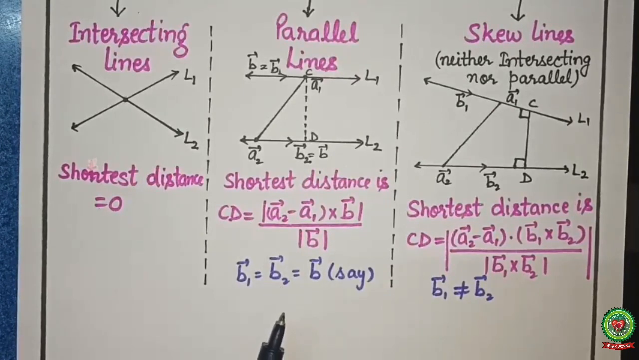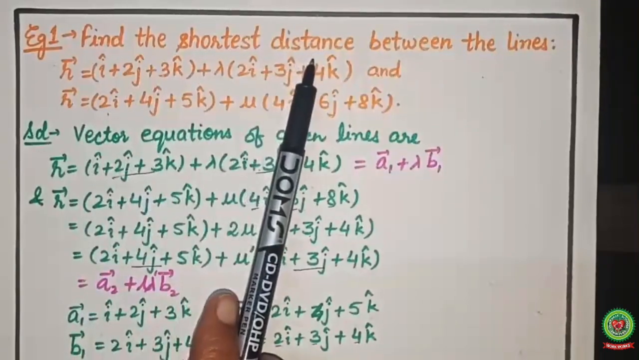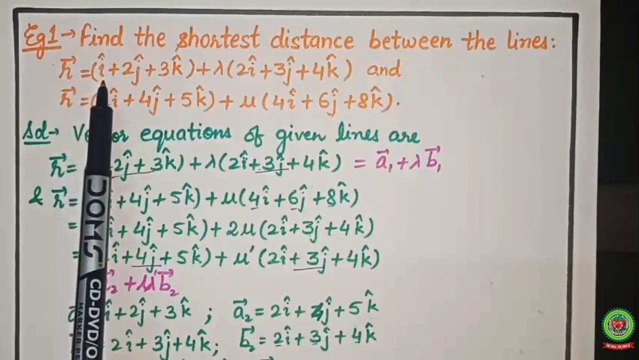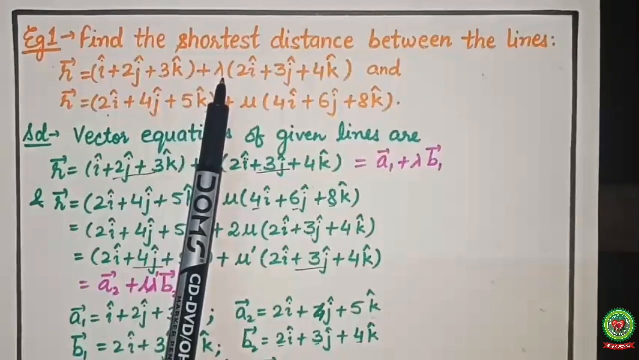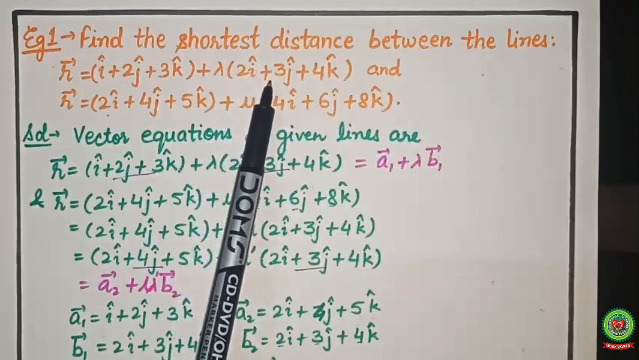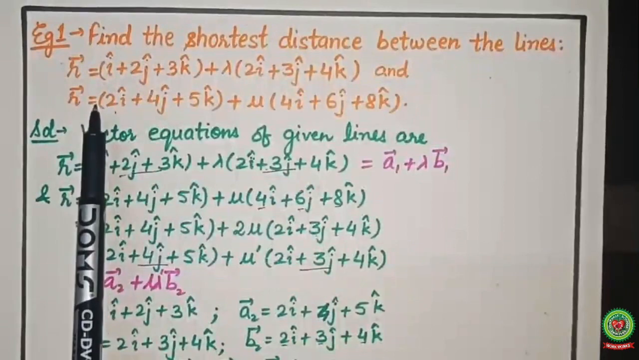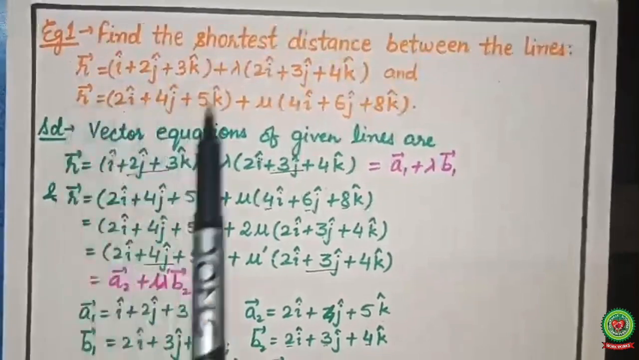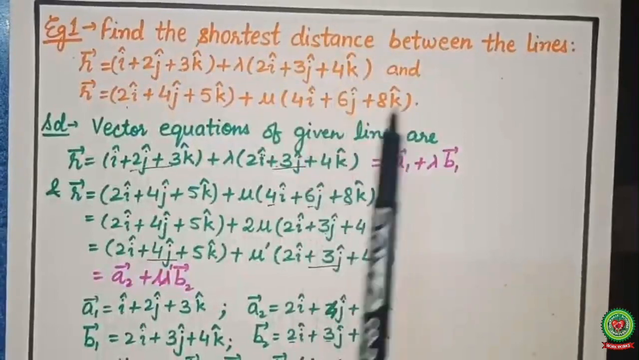Now let's do some examples based on these formulas. Example 1. Find the shortest distance between the lines. First is r vector equal to i cap plus 2j cap plus 3k cap plus lambda into 2i cap plus 3j cap plus 4k cap. And the equation of the second line is r vector equal to 2i cap plus 4j cap plus 5k cap plus mu into 4i cap plus 6j cap plus 8k cap.